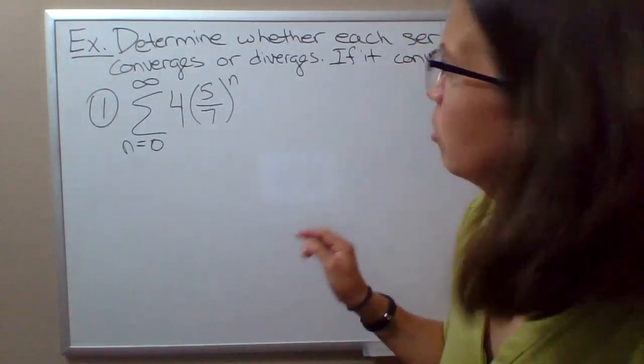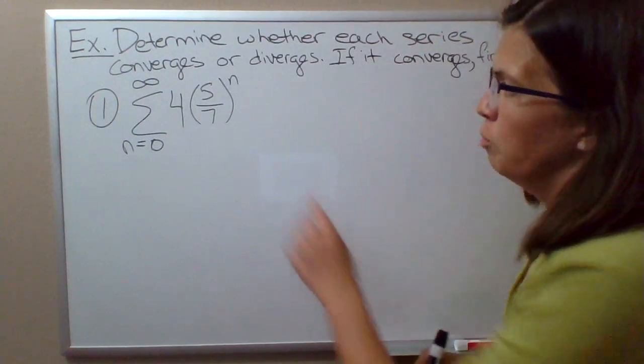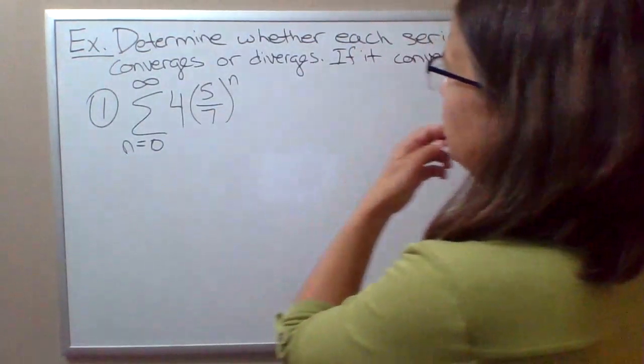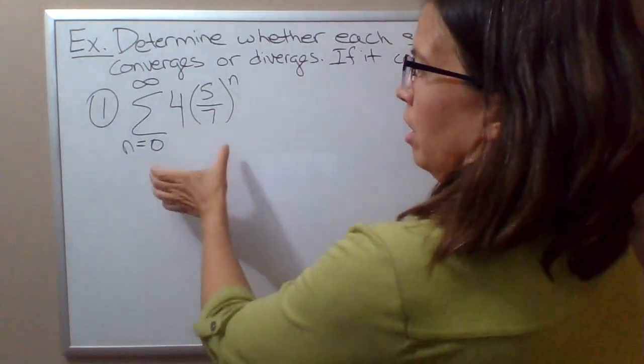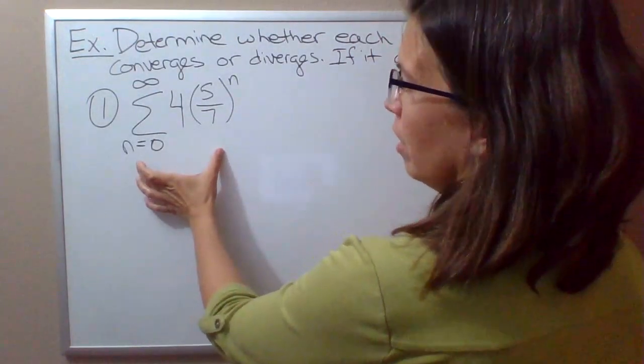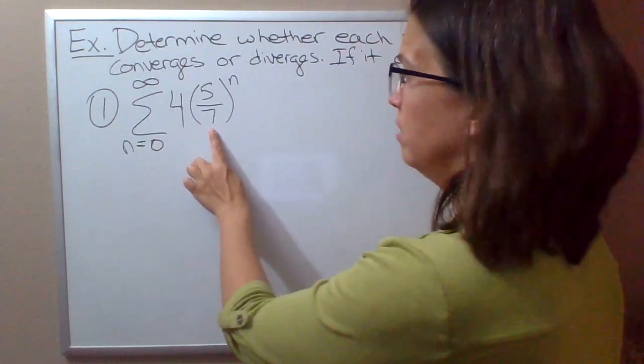So now I want to work through a few examples of geometric series, determining whether the series converges or diverges, and if it converges, then we can go ahead and find the sum. So here's your first example, the sum from 0 to infinity of 4 times (5/7) to the n.